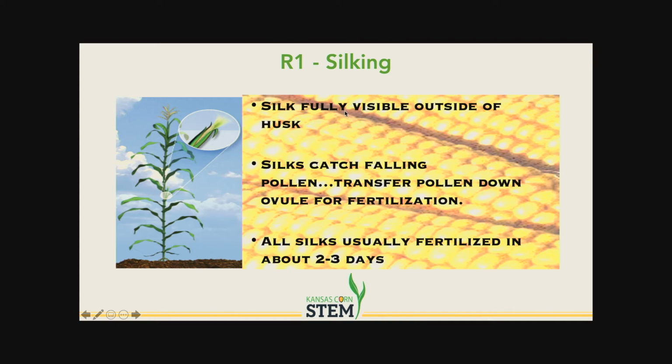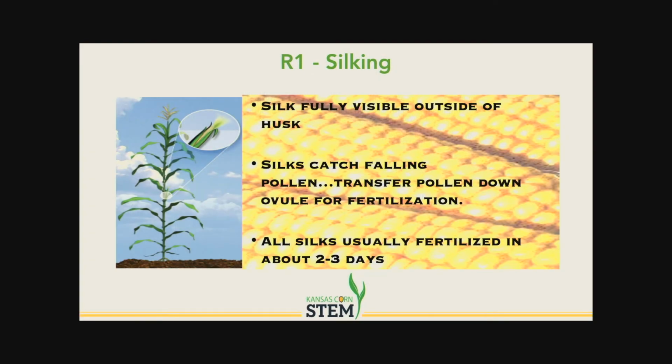All right, so we have our R1 silking stage. And this is when, again, the silks become fully visible outside the corn right here. And it is the silks that actually end up catching the pollen from the tassel and transporting that pollen down to the ovule, right, which is the kernel before it becomes the kernel right here. So once that pollination happens of the ovule, then we actually have the kernel of corn. And the really cool thing about the silks is every piece of corn kernel has a silk to it, right? So each silk catches the pollen, it's transferred down into the ovule, and then we have a corn kernel, right? And it takes about 2 to 3 days for that fertilization to happen.